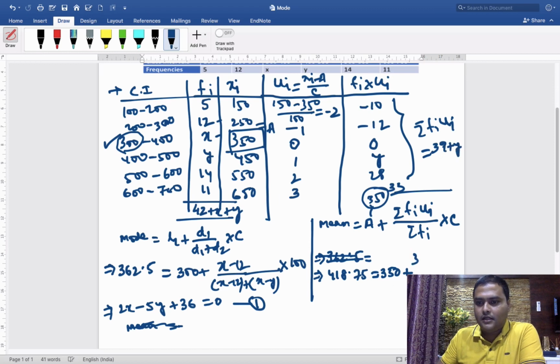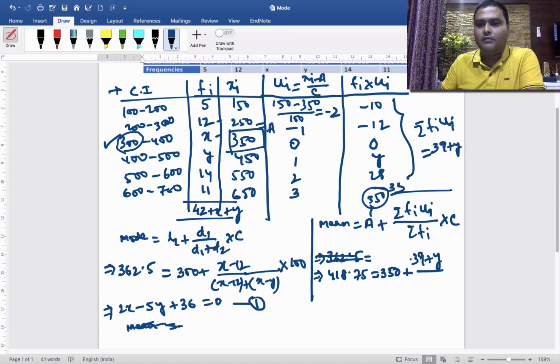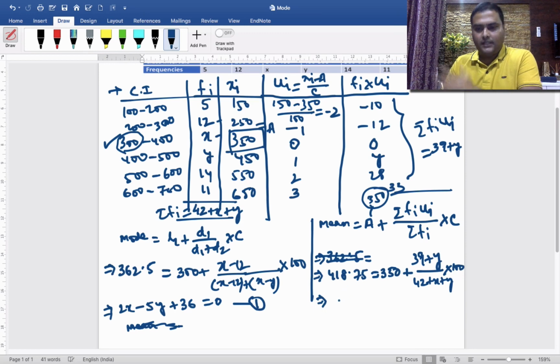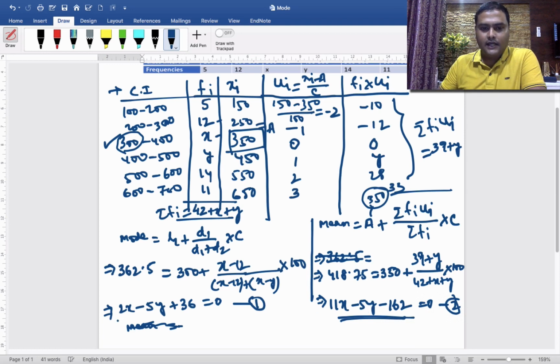So I'm writing 39 plus y divided by summation of fi. Now summation of fi is this one, total frequency 42 plus y, correct, and multiplied by 100. C is nothing but 100, right? Correct. So now if you simplify a little bit, we will be finding separately once we calculate. We can see 11x minus 5y minus 162 equals 0. So this is nothing but the second equation, and this is the first equation.